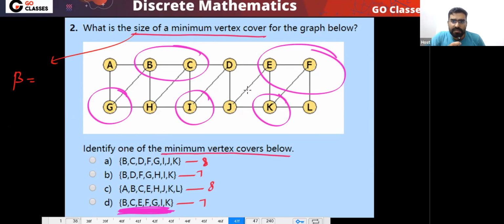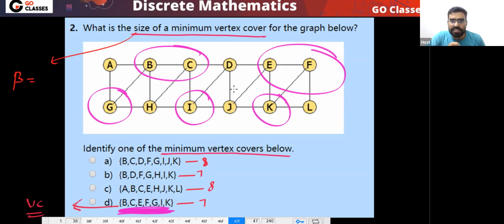Did we leave any edge? All the edges are covered. Yes, all the edges are covered. So this is definitely a vertex cover, because every edge is covered. You can notice these big circles. They tell you that every edge is covered.